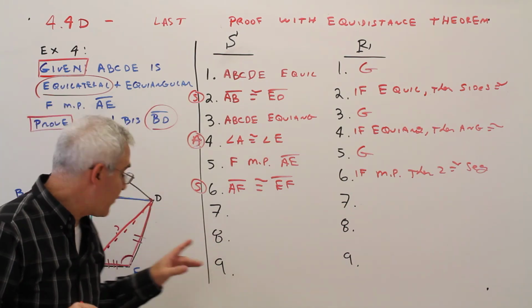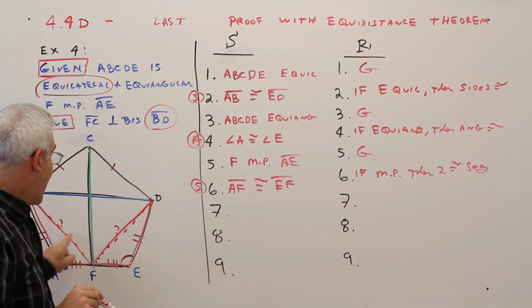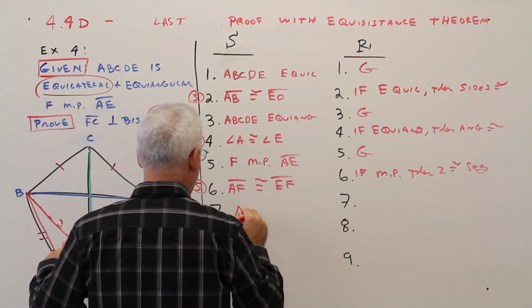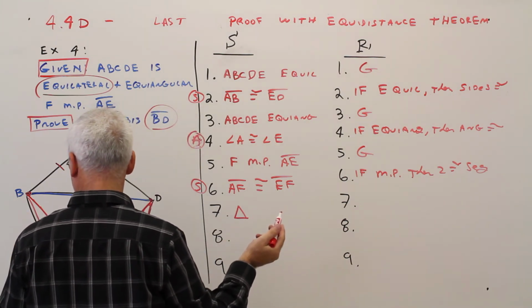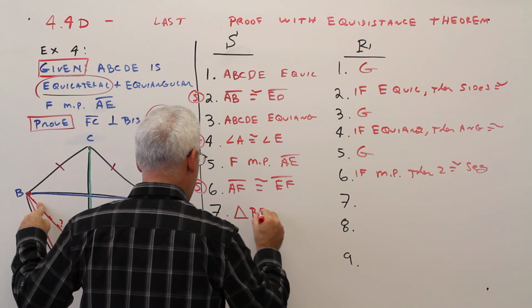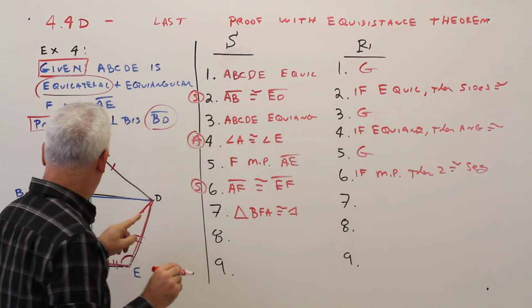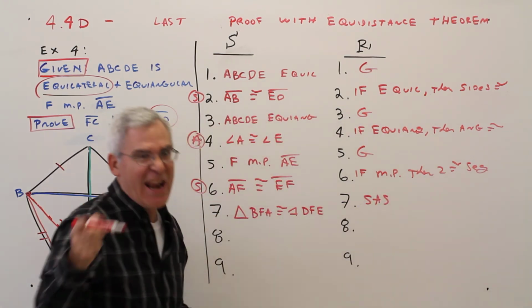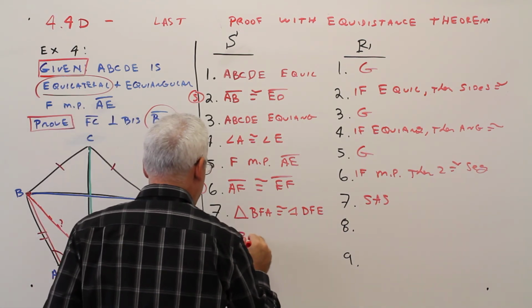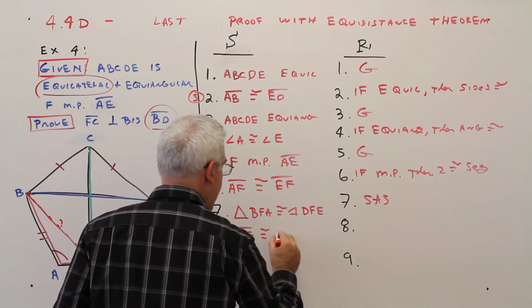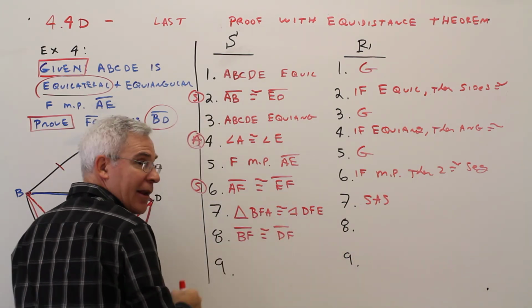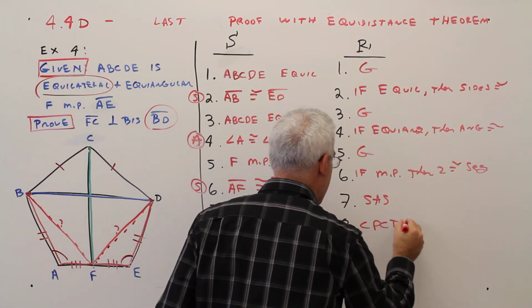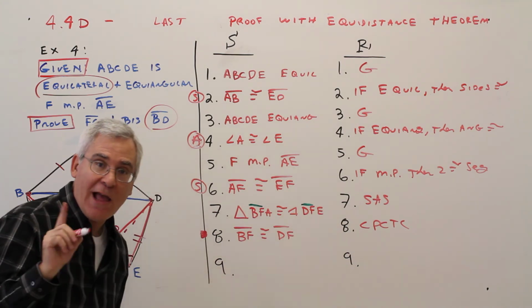So I now have my triangles congruent by SAS. I can get those equidistant points that I cared about. I've got to get the triangles first. Triangle BFA is congruent to triangle DFE by SAS. Then I can do CPCTC. BF is congruent to DF. Again, first two letters to first two letters, I like that. By CPCTC. I'm going to take credit for an equidistant point.